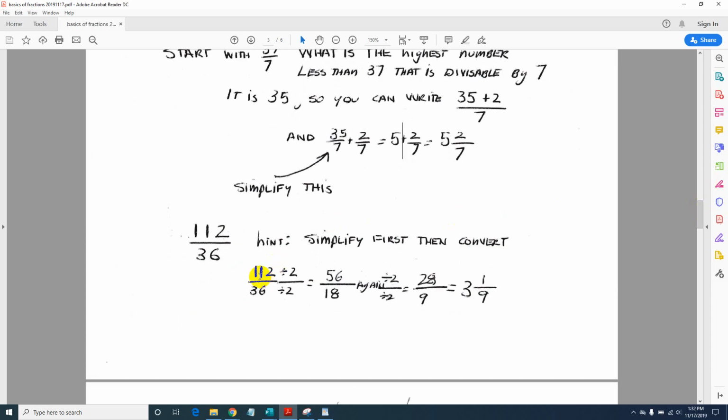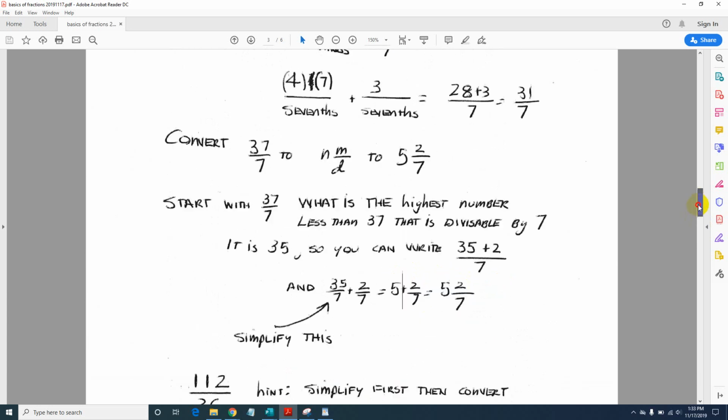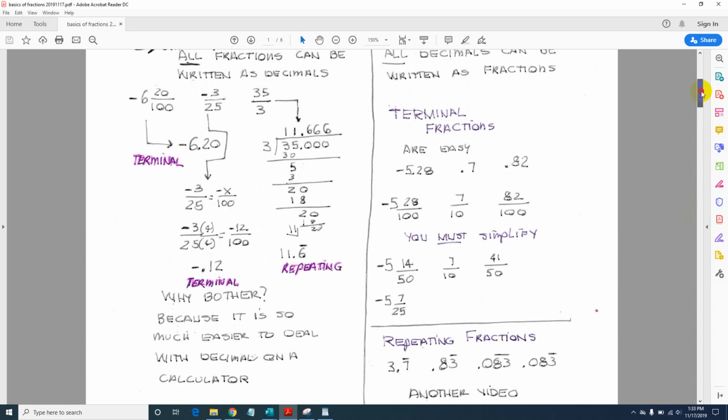Divide by 2, right? So it's 112 divided by 2, 36 divided by 2 is 56 over 18. Look at that. You could hit it again by 2, right? So you go 28 over 9. Now, all of a sudden, this is a lot easier to deal with. So 9 does not go into 28 very evenly. But what about 27? 27 is beautiful. So you have 27 ninths, which is 3, and you have 1 left over, 3 and 1/9. Okay? So that is how you deal with that stuff.